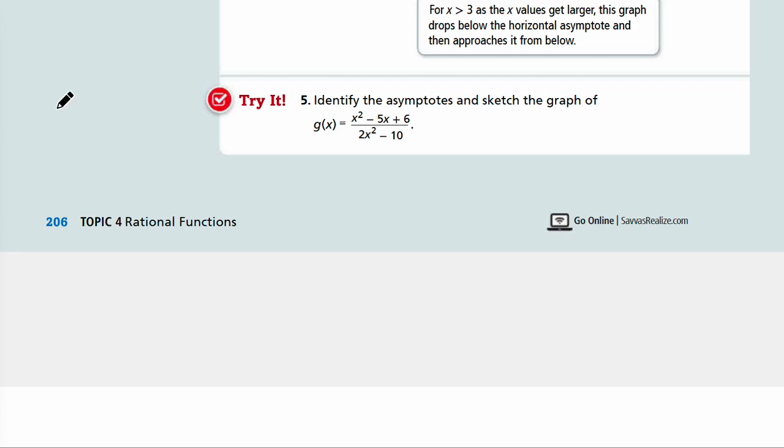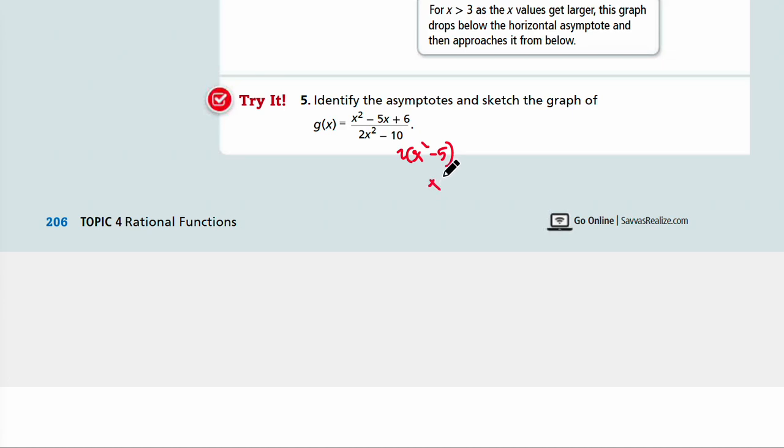Okay, are you ready? All right, first of all, you need to figure out the vertical asymptotes and any horizontal asymptotes, right? So your vertical asymptotes are where your denominator is equal to 0. And if you factor this out, you'll have 2 times x squared minus 5. And how do you solve for 0 here?